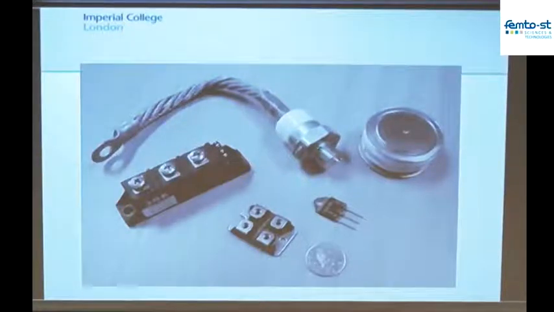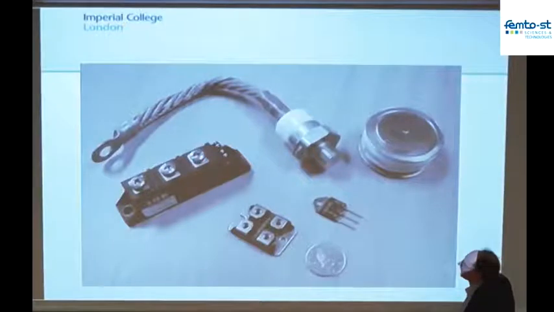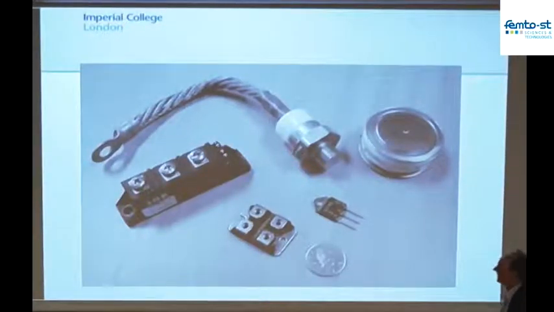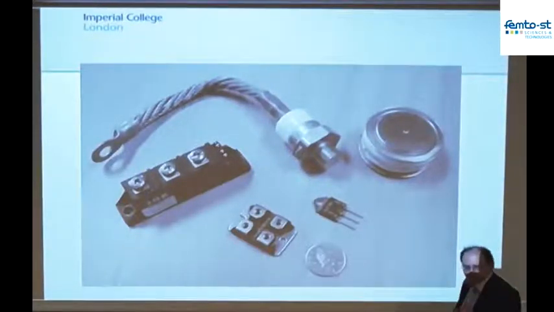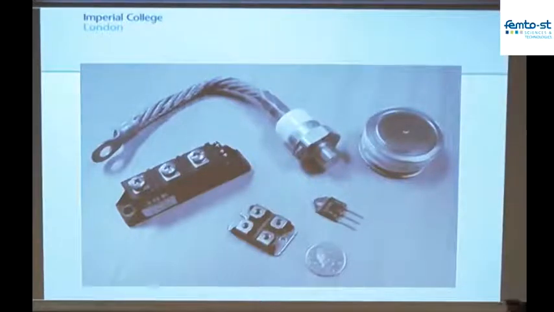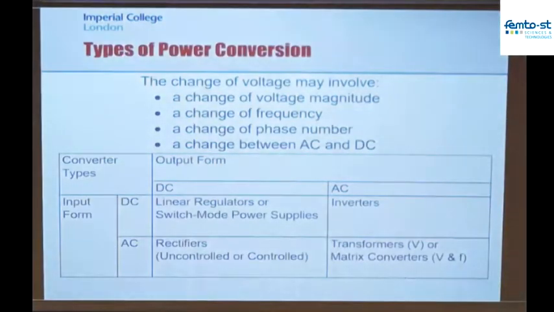So this is a diode here. This is a thyristor. This is an IGBT, which is a type of transistor. This is a thyristor, I think, and this here is probably a half-bridge transistor arrangement. And you can see them in relation to a 10-pence piece. So these parts are quite big. Of course, when we start talking specifically about building power electronics for energy harvesting, then these parts will again become smaller because the total amount of energy that we have to store in the system becomes a lot less.